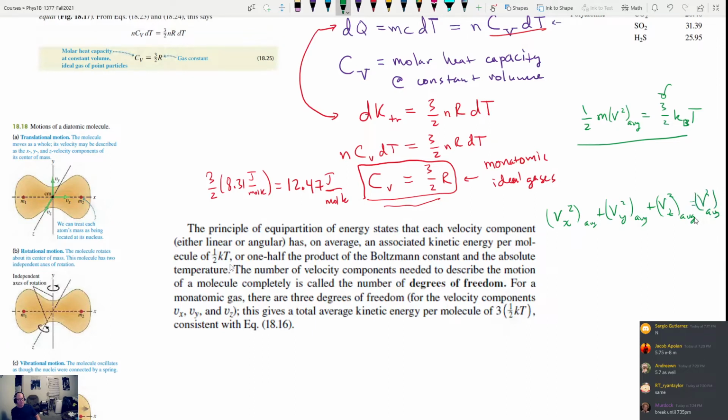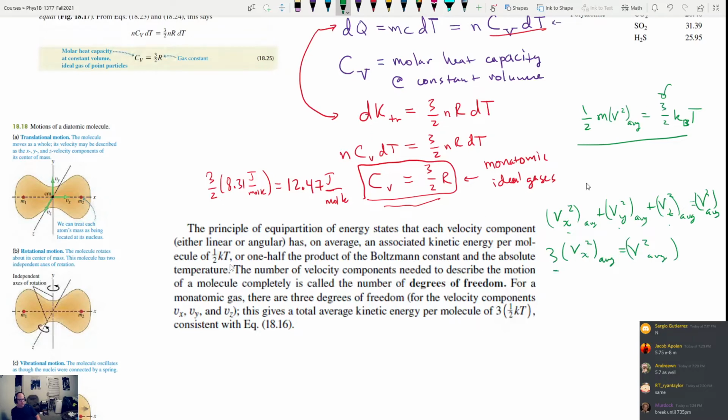But then we said this is probably the same as this, and the same as this, because if you were to rotate your coordinate system, you wouldn't expect any changes in the average motions. So as a result, if I take Vx squared average and multiply by 3, this is equal to V squared average. And that's exactly why this 3 showed up right here. That's where the 3 came from.